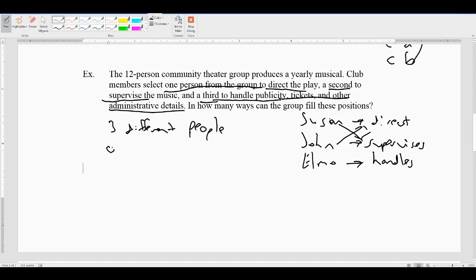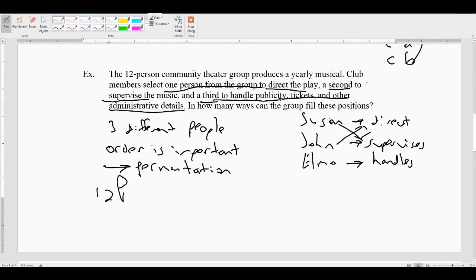So what that means is order is important. What that means is it's a permutation. So we got 12 people total. And how many are we going to choose? 3. 1, 2, 3. Out of the 12, we're going to choose 3. So it's going to be 12 P3.